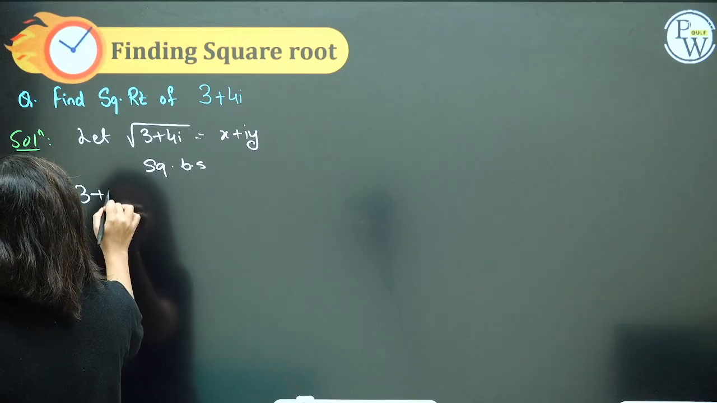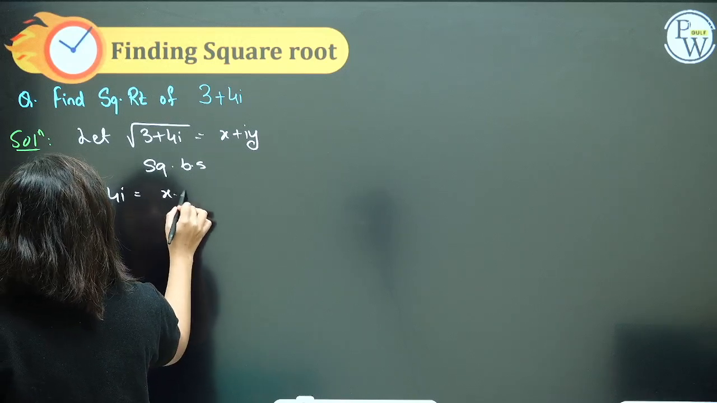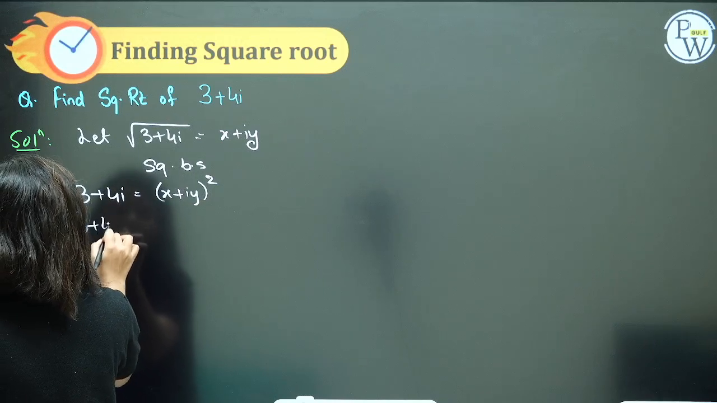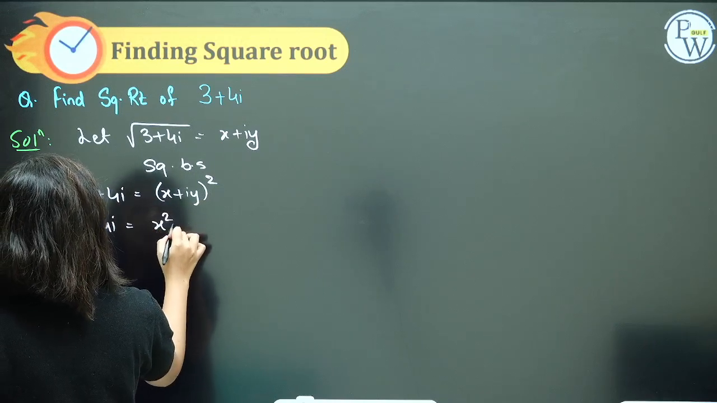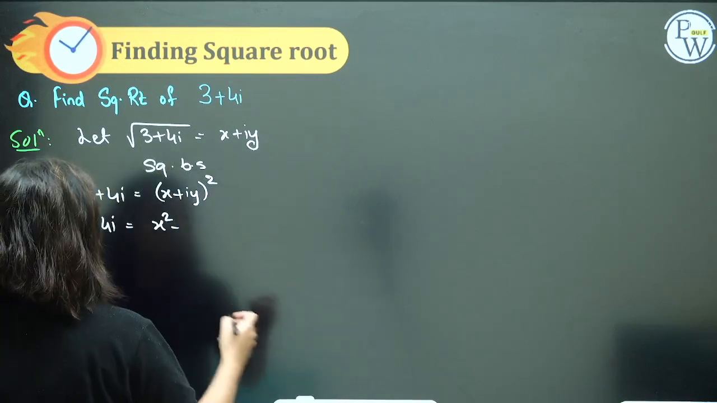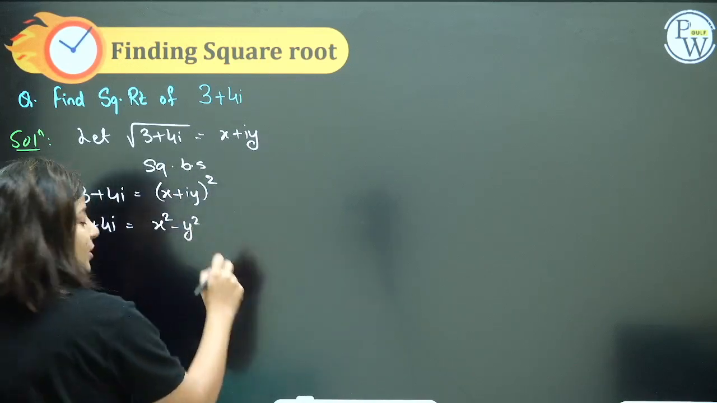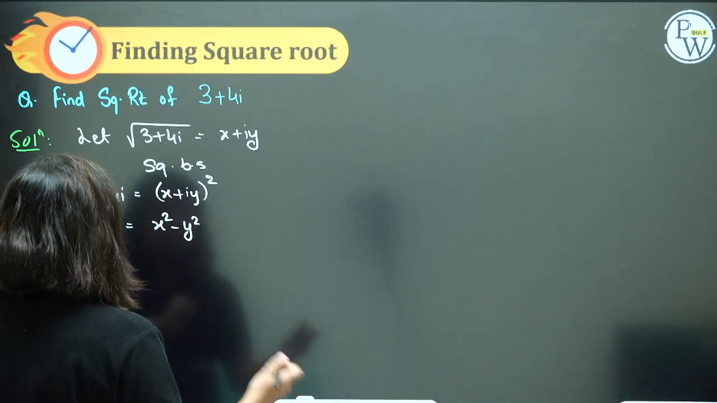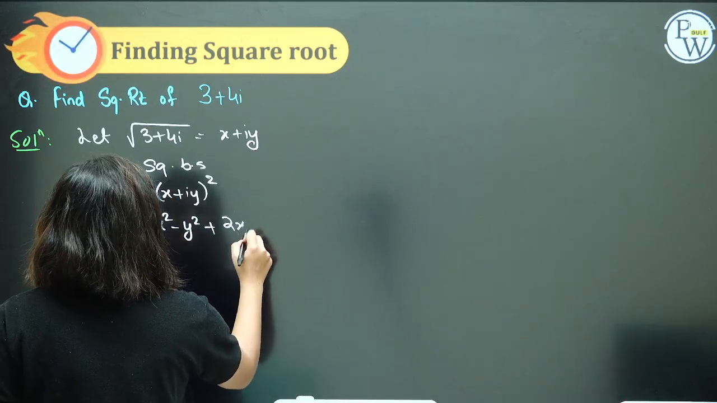3 plus 4i will be equal to x plus iy the whole square. A plus b the whole square formula, it's a square plus b square plus 2ab. Now iy the whole square will be minus y square. I square is minus 1, y square is y square. So iy the whole square is minus y square plus 2xy into i.